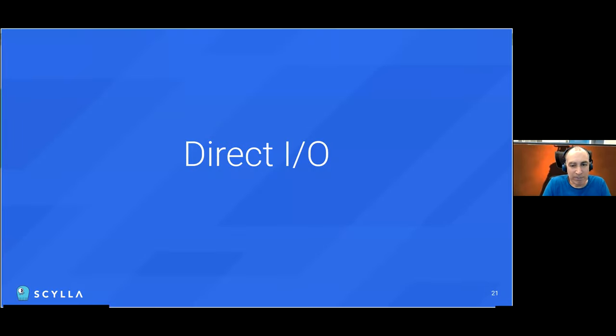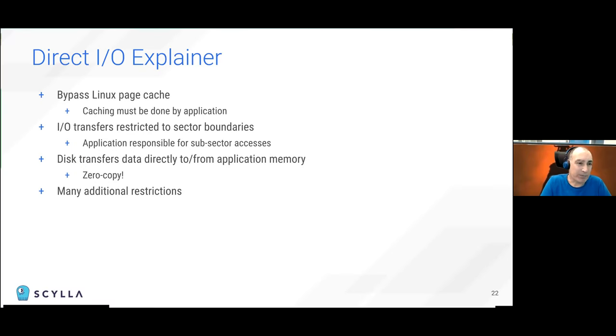Let's look at direct IO. So first an explainer: the direct part of direct IO means that it bypasses the Linux caching mechanism and goes directly to disk. And that means that the caching must be done by the application itself, unless you don't want caching at all. And immediately that means an increase in complexity.